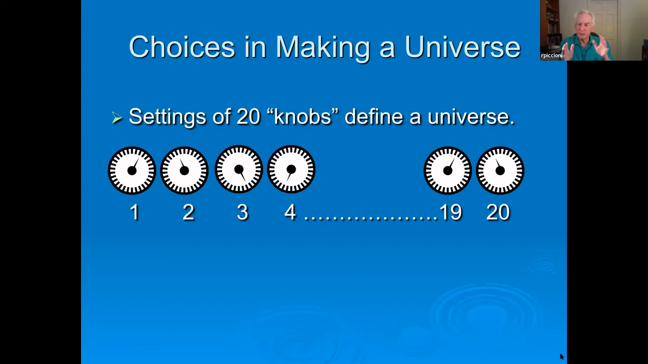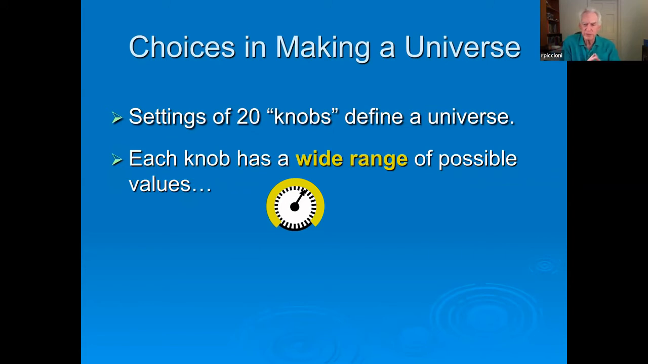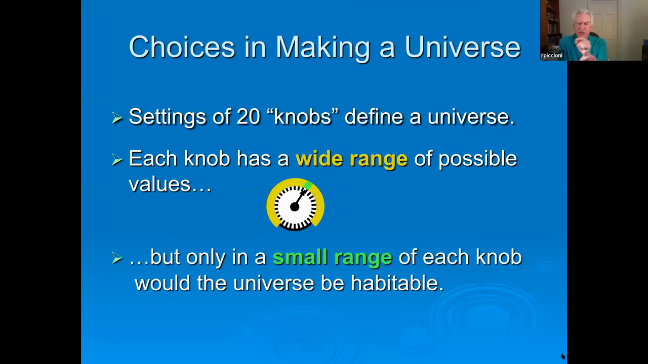And the universe is a bit like that, because it turns out of these 20 knobs, each one of them has a wide range of values, any value of which would satisfy all the known laws of physics and math. So any combination of knobs within a wide range will produce a universe that satisfies everything we know about what a universe needs to be. However, only in a very small range of each of the 20 knobs would you have a universe which could support any form of life whatsoever.